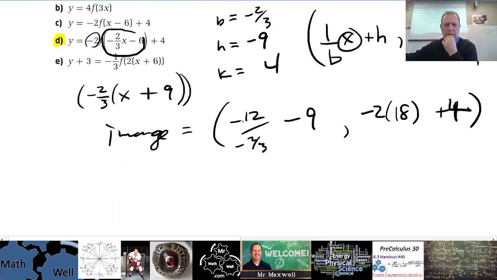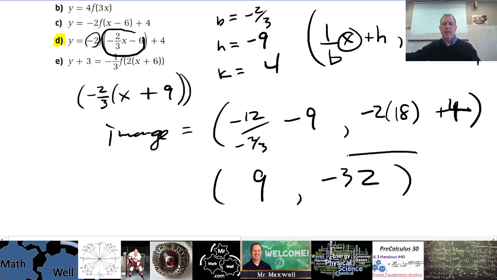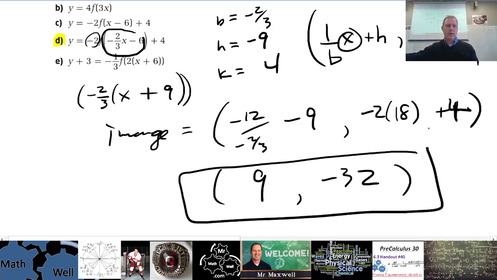So negative 12 divided by negative 2/3, that's the same as 12 times 3 over 2. So that's 36 over 2, which is 18. 18 minus 9 is 9. Help me out if I'm getting something wrong in my head here. Negative 2 times 18 is negative 36, plus 4 would be negative 32. Okay. So it looks like this should be your image point. Does that check out with the answer key there? Yeah? Looks good? All right, so that's how I would do that question.